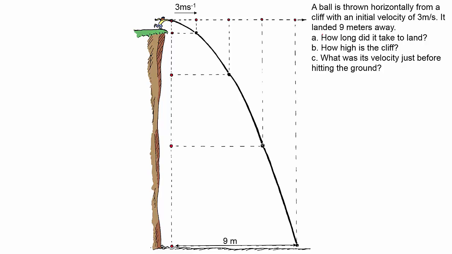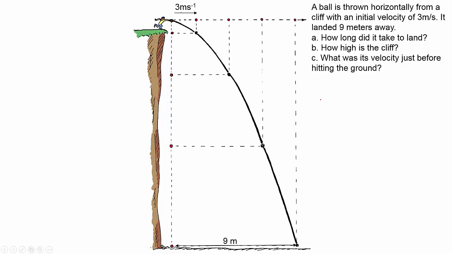A ball is thrown horizontally from a cliff with an initial velocity of 3 meters per second. So it was thrown horizontally again. It landed 9 meters away. How long did it take for it to land? So it travelled at 3 meters per second this way until it eventually hit the ground. So it can't travel any further horizontally because it's hit the ground. But we know it travelled 9 meters this way at 3 meters per second.